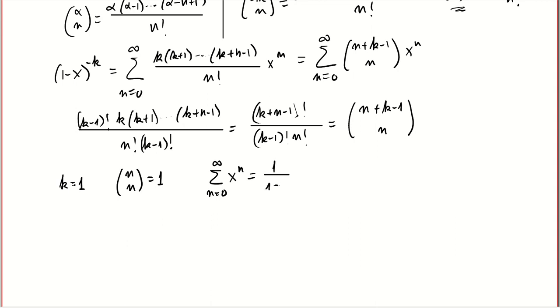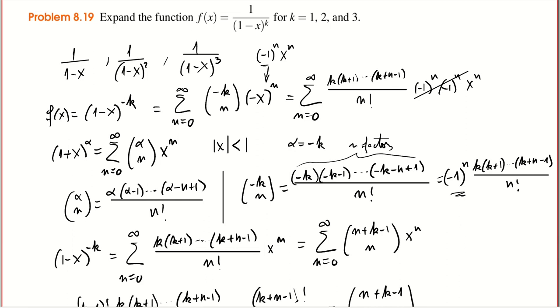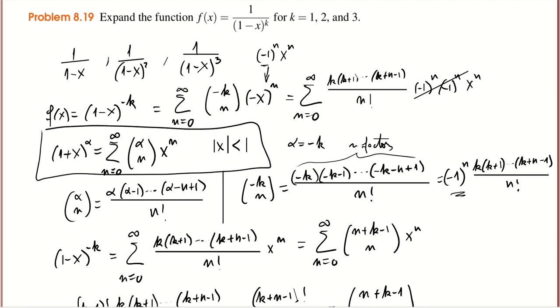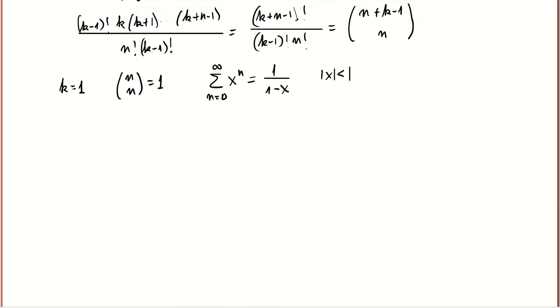This is something that we already knew, because this is the geometric series, right? So it's an alternative way of getting a sum that we already know. And of course, the radius of convergence is 1, because that is the radius of convergence of this series in general. All right. So we have this for k equal to 1.